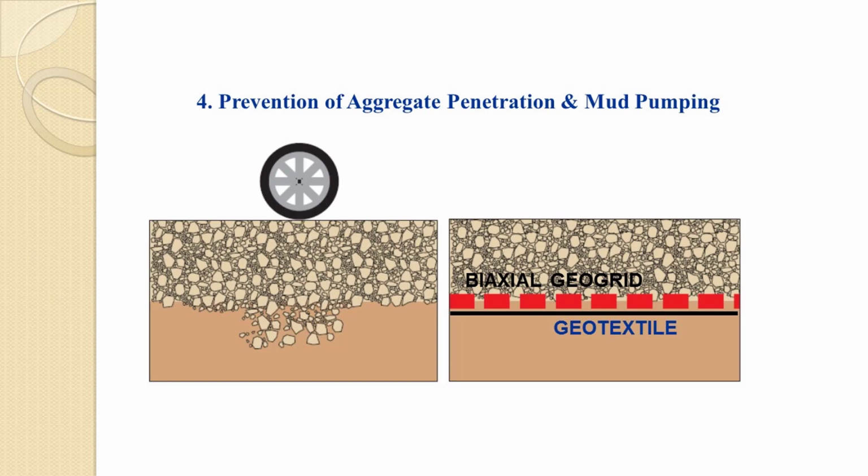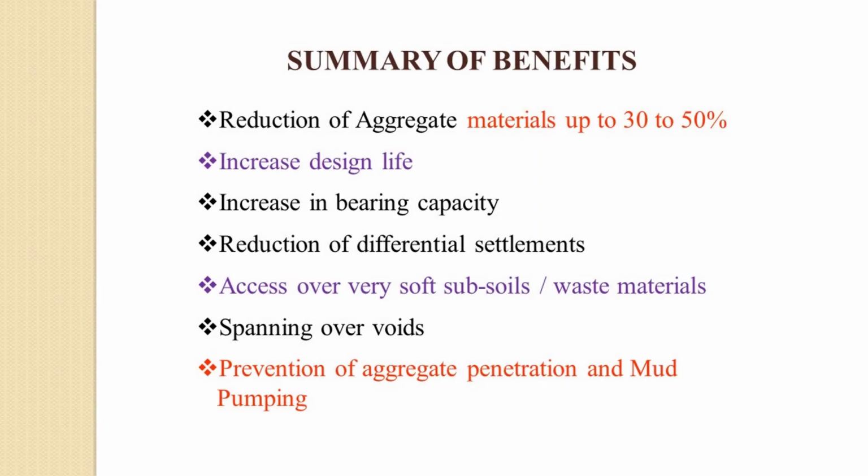There is an interlocking. So, summary of the benefits: reduction of aggregate material up to 30 to 50%, depending on the strength, CBR, the axle load, and what you are designing for, how many million axle passes, all these things. So it's in the range of 30 to 50%. Increased design life. I can explain this to you very simply.